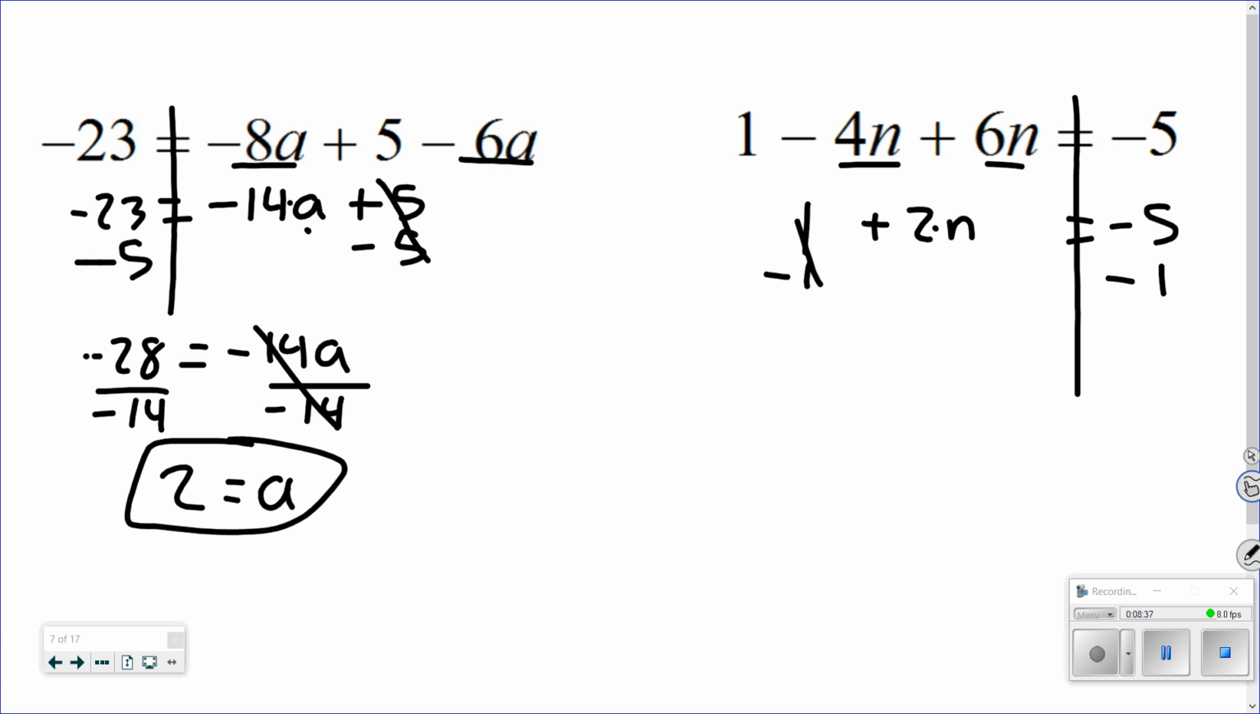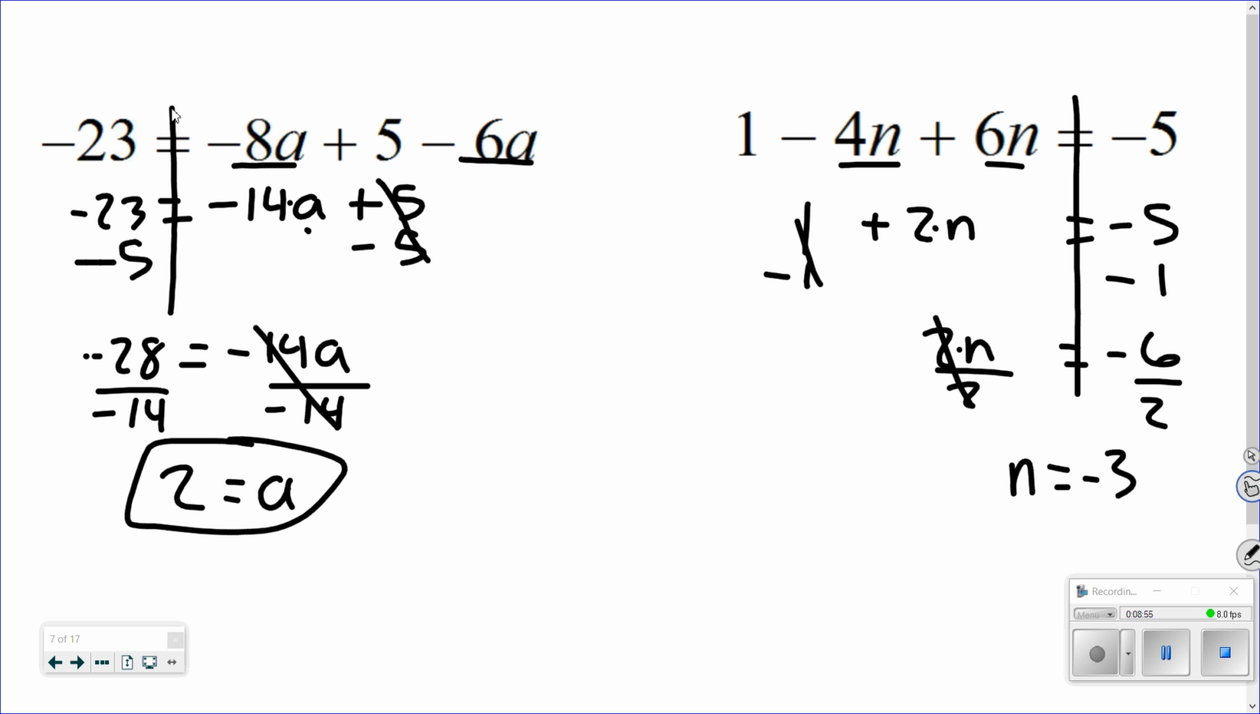That would be 0. 2n equals, subtract those, negative 6. It's 2 times n, so I'm going to do the inverse, divide by 2. Right, 2 divided by 2 is 1. So 1n equals negative 6 divided by 2, which is negative 3. Okay, let's double check and make sure it works.